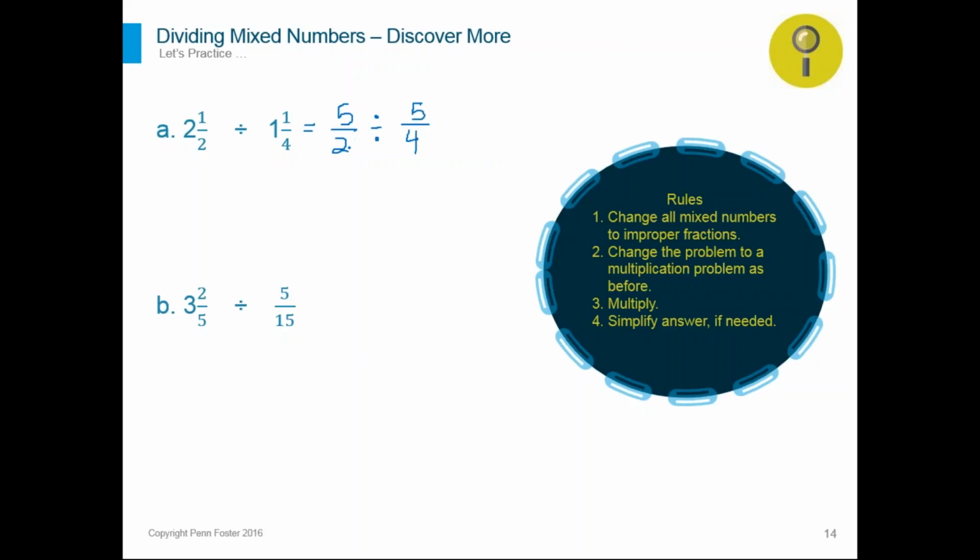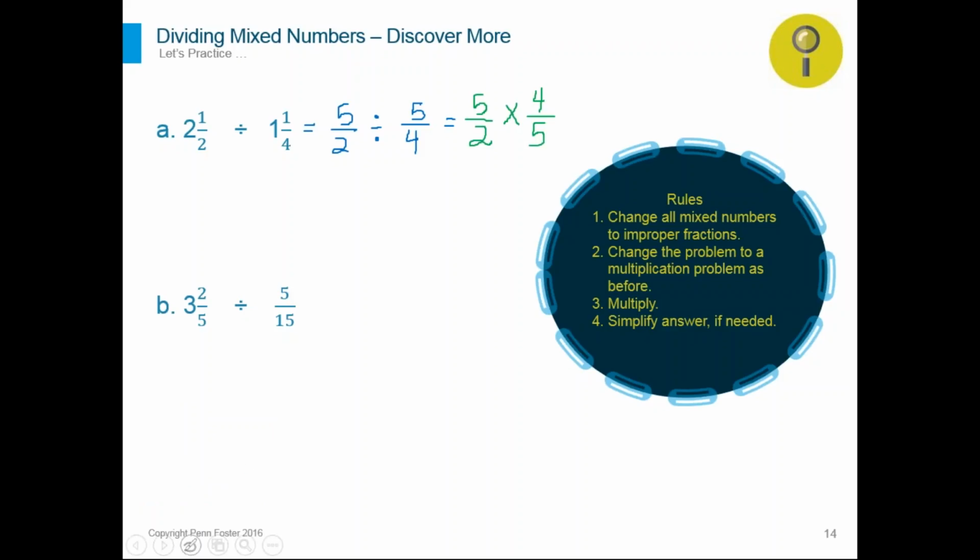Now I have a fraction divided by a fraction. Now I am safe to change it to a multiplication problem. Let's do that. 3 steps. Keep the first fraction as is, change to multiplication, and then find the reciprocal. This is going to be 4 over 5.